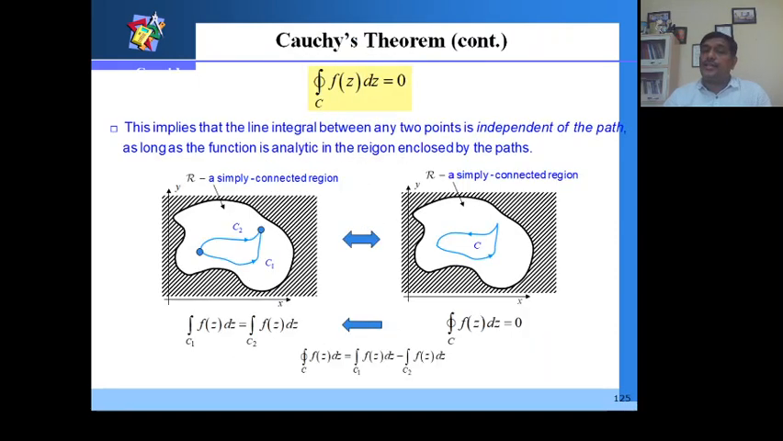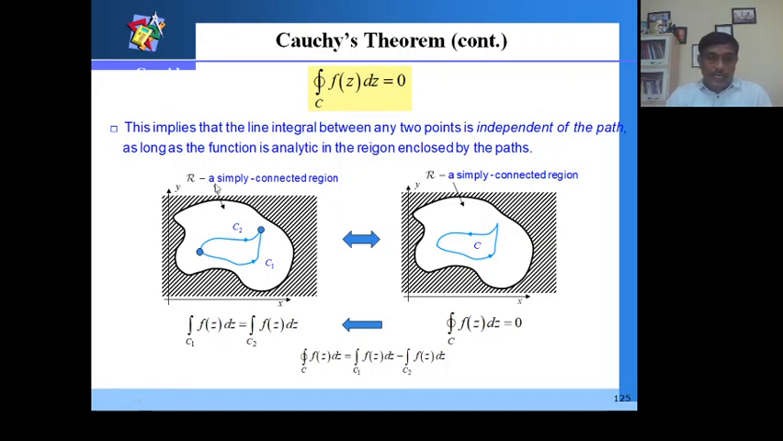There is a continuation, that is, an extension version also. We are starting here. You know that the integral upon C of f(z) dz is equal to 0 is Cauchy's theorem. Here f(z) is an analytic function inside a closed disk C. This implies that the line integral between any two points is independent of the path as long as the function is analytic in the region enclosed by the path.